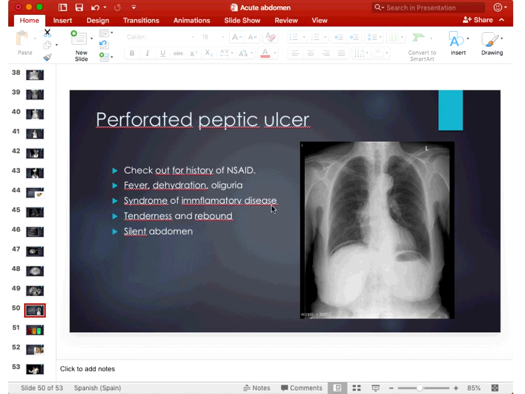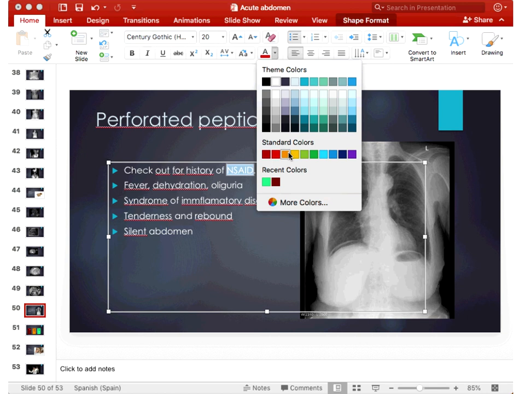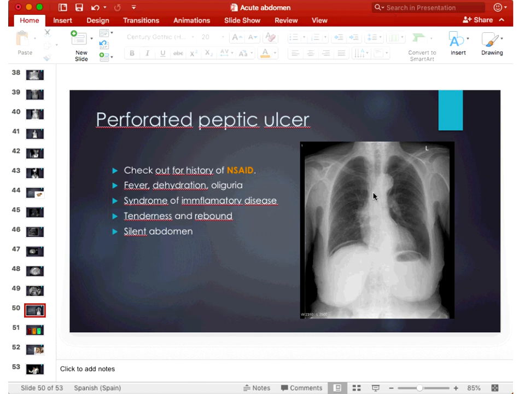And if you suspect a perforated peptic ulcer, always check the history of NSAIDs. As I told you before, this is very important for you to ask and suspect. They become very dehydrated, and they look like wood. Their abdomen is like a piece of wood. And if you take an X-ray of the thorax, you will find air beneath the diaphragm. That means the air is leaking and going upward.